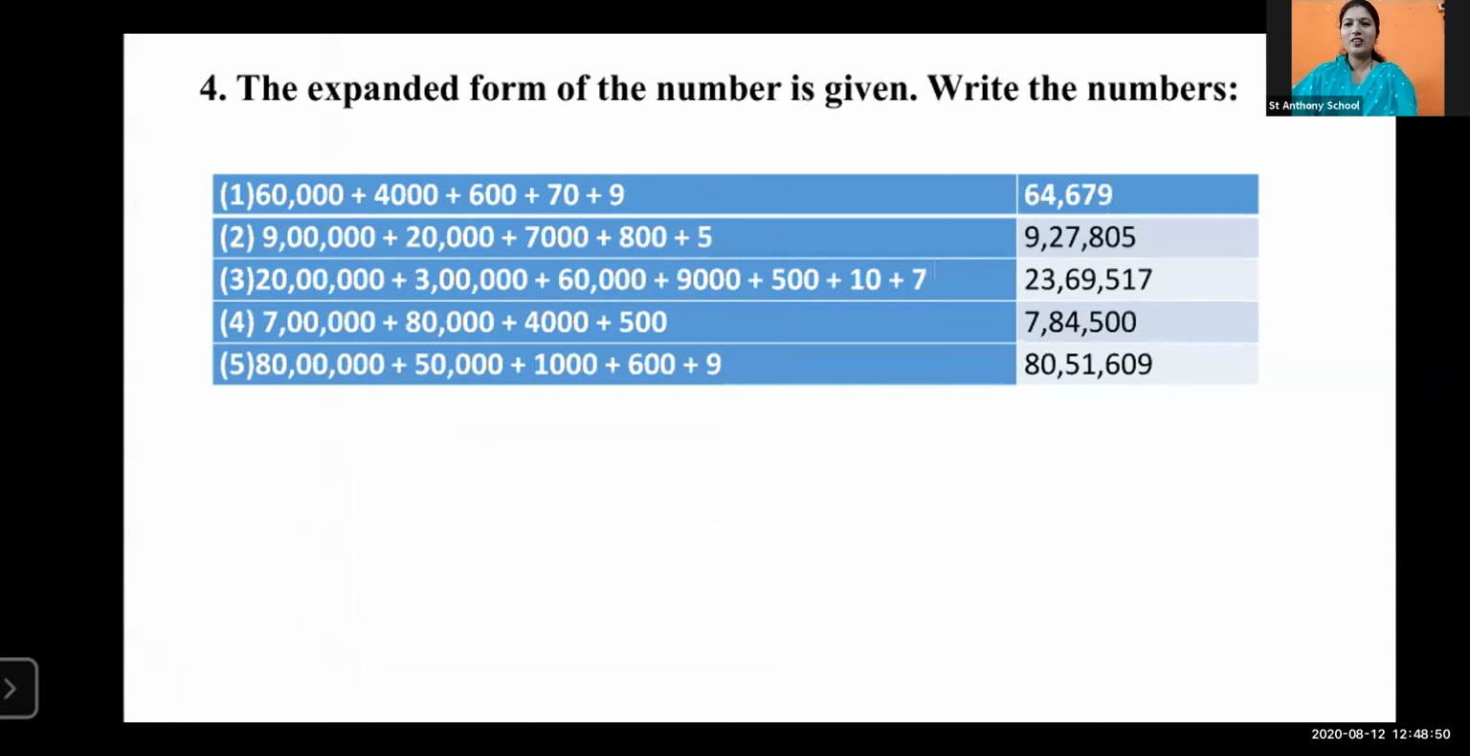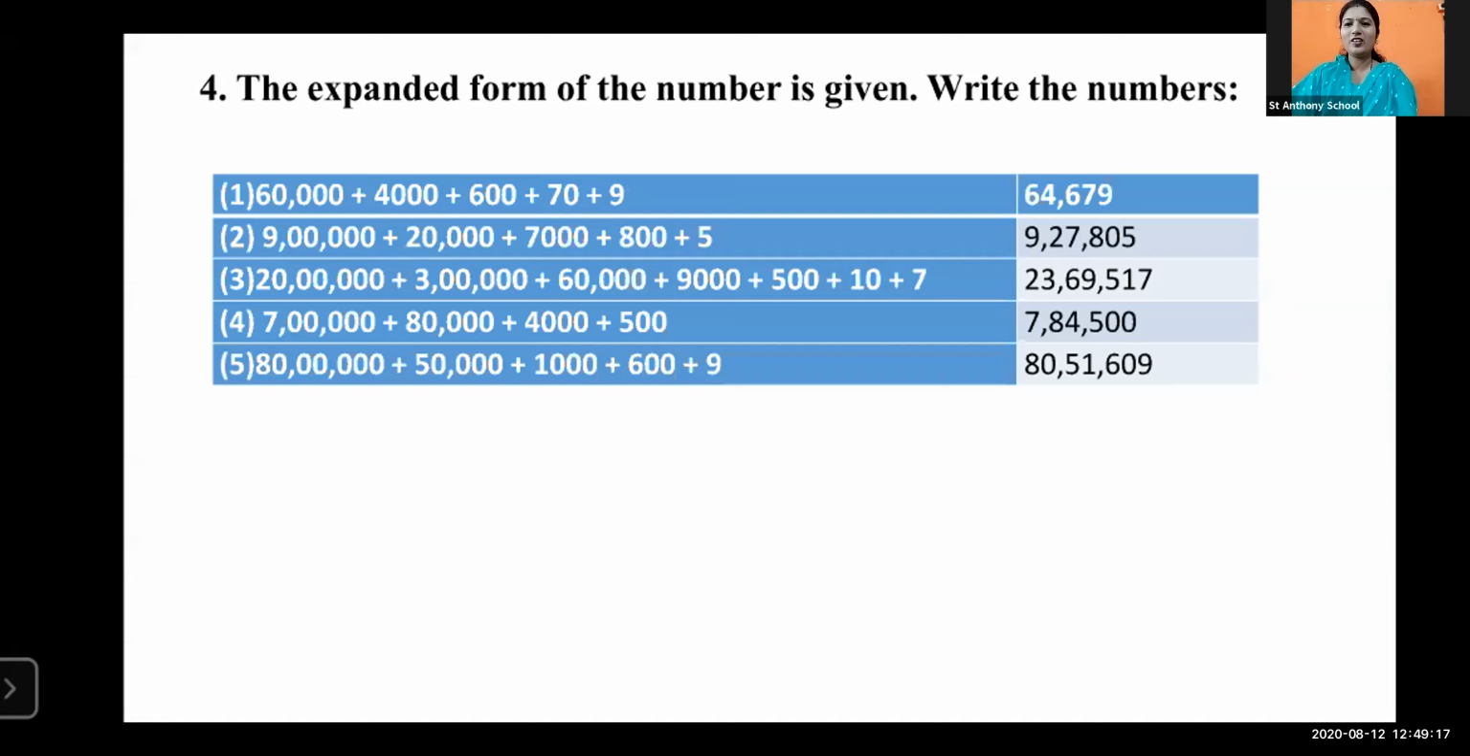Now here, fourth question. The expanded form of the given number is given, and we have to write the number. Now what we have to do? Now we have been given the expanded form, we have to make the numbers. Earlier the numbers were given, we wrote down the expanded form, and now the expanded form is given, we have to write the number.